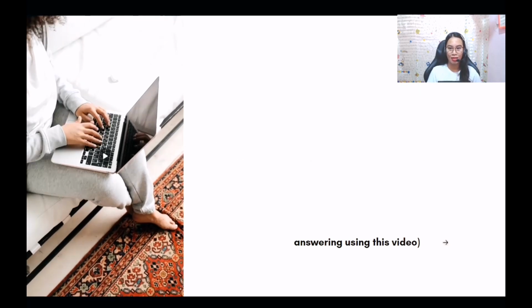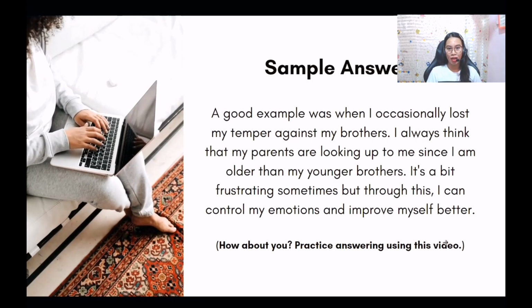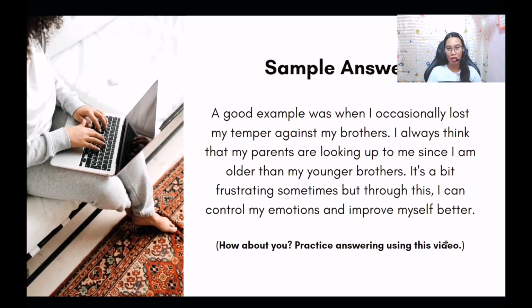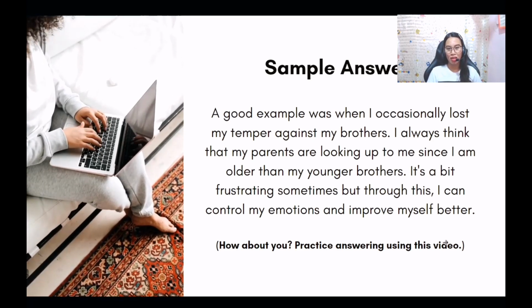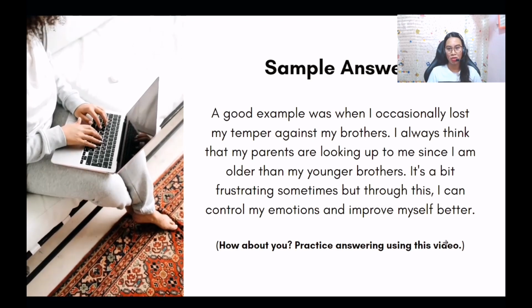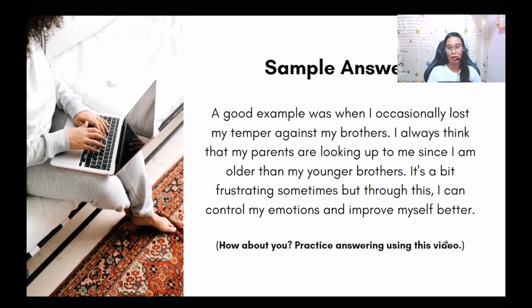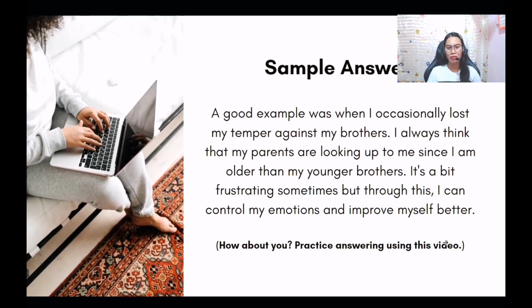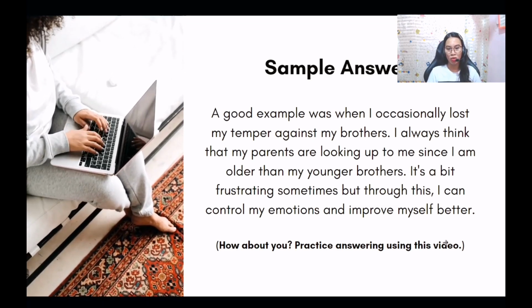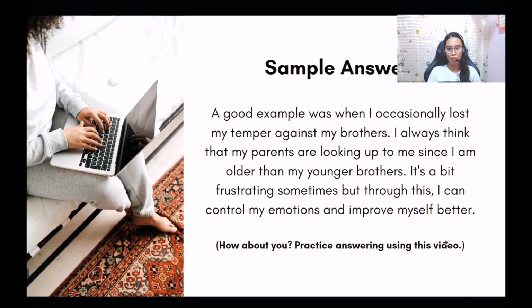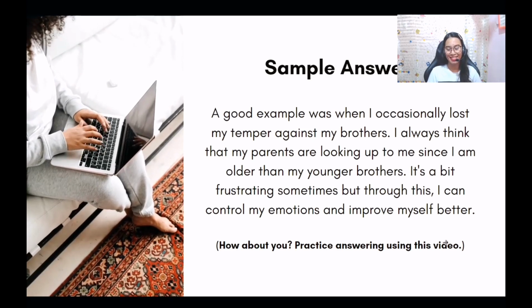And this is my answer. A good example was when I occasionally lost my temper against my brothers. I always think that my parents are looking up to me since I am older than my younger brothers. It's a bit frustrating sometimes, but through this, I can control my emotions and improve myself better.